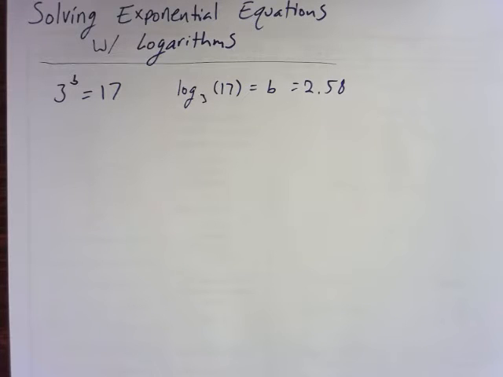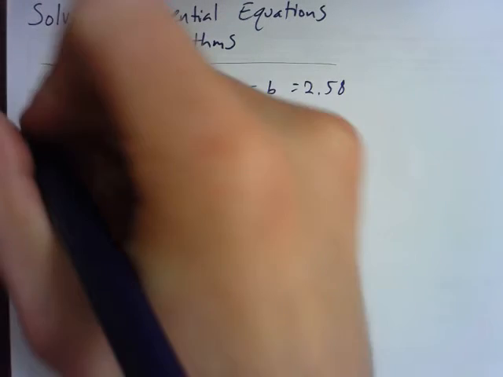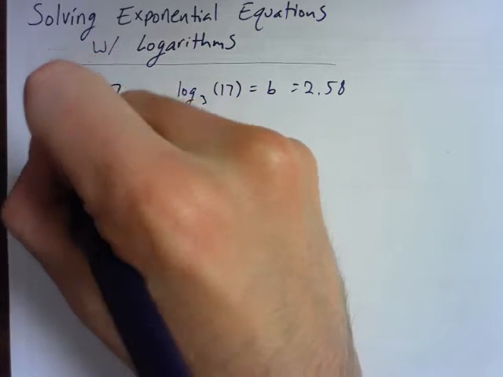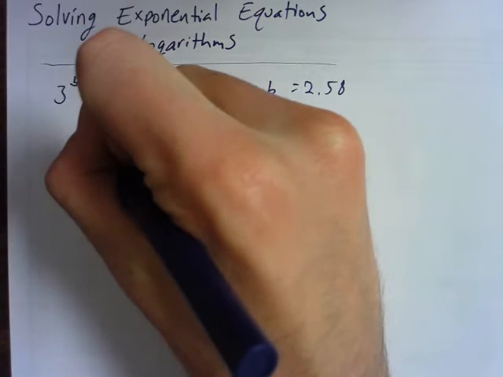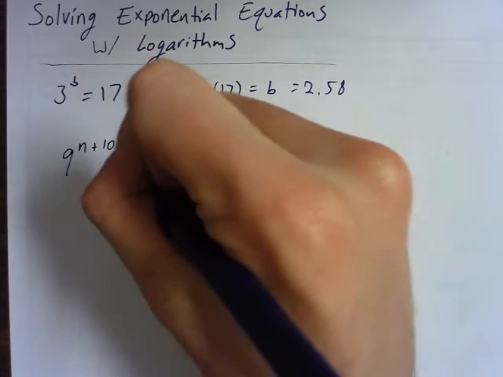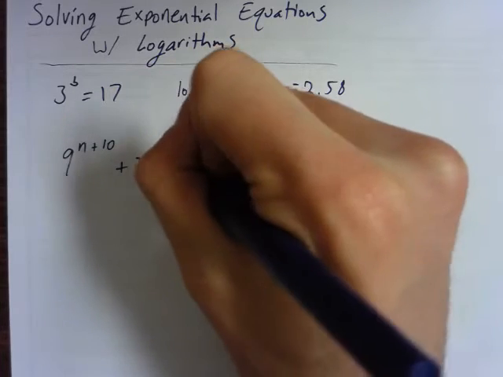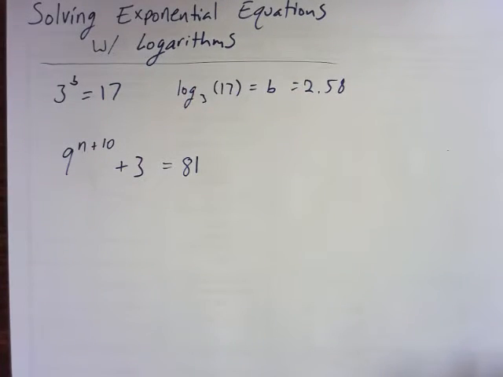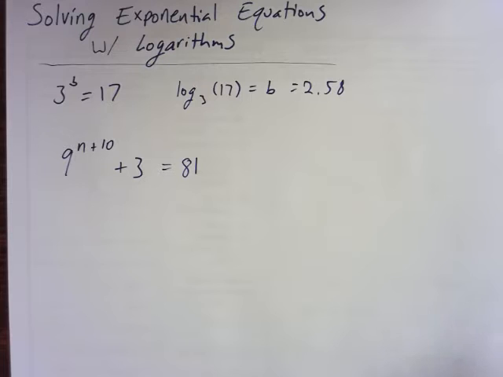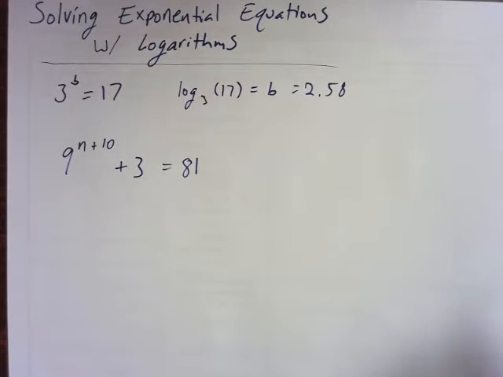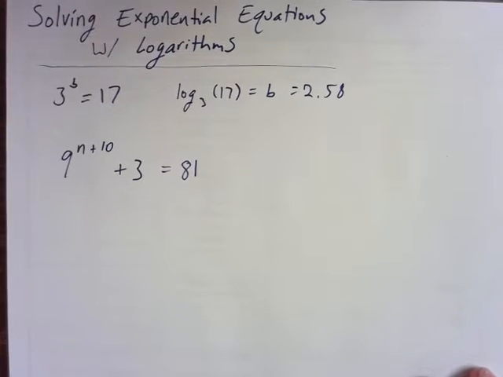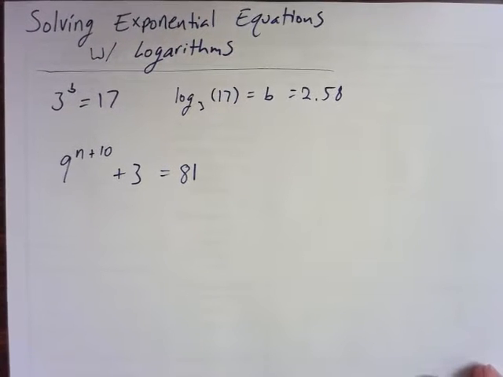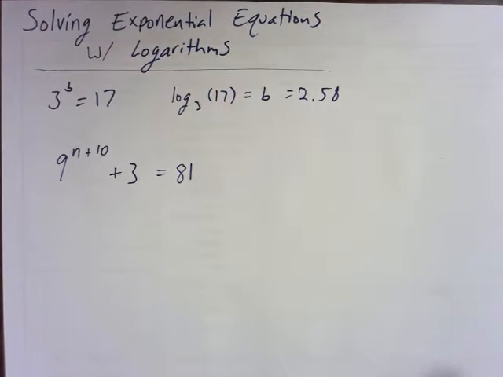So let's say I have something like 9 to the n plus 10 power plus 3 equals 81. So, for starters, this just looks like a mess. But it's really not that difficult if we just remember what we're doing and just take it one step at a time. And even though this video is about logarithms, don't forget your basic algebra, okay?